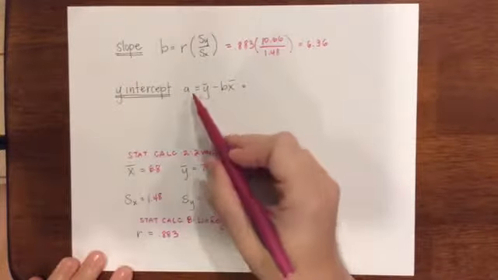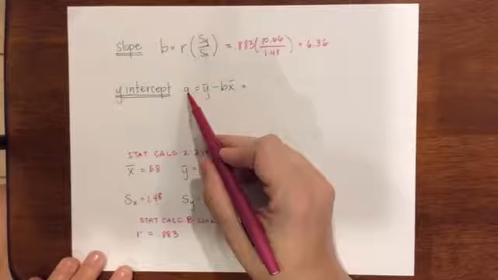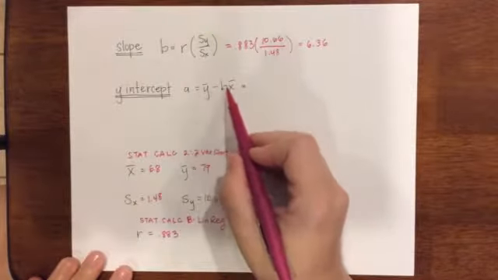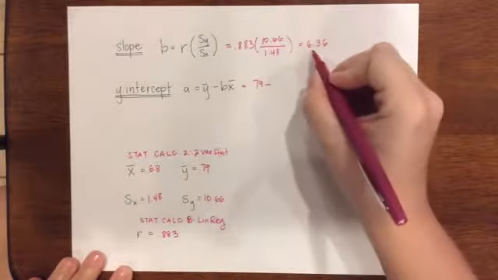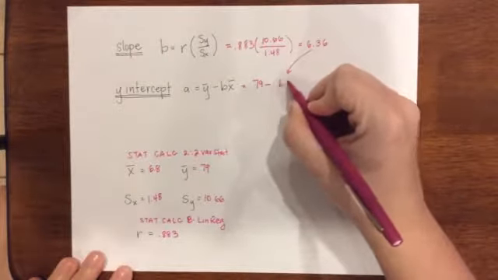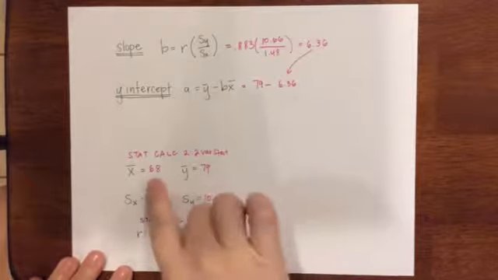Remember, you should be pausing the video and trying this on your own. Okay, this is the y-intercept. A is the y-intercept, and that's y bar minus b times x bar. And we know that y bar is 79, minus b times x bar from down here.